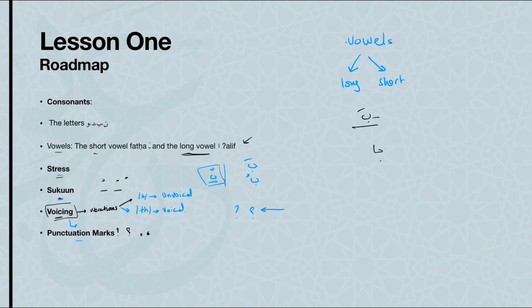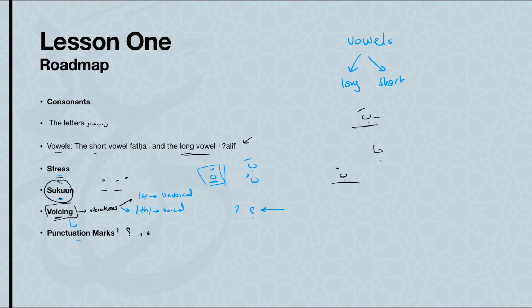And then we jumped over to the stress and how we stress which vowel in which part of the syllable, or which syllable is to be stressed. And then we learned something called sukun. Sukun is basically a small circle we write on top of a letter that denotes there is no vowel quality to it, so it's pronounced as a simple plain consonant, as b. There's no ba, there's no bi, and there's no bu.